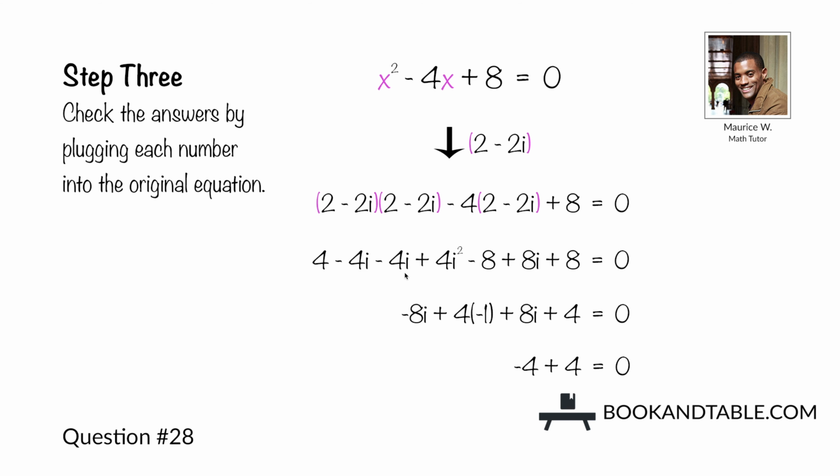Negative 4i minus 4i is negative 8i. Positive 8i we have. Those two will cancel each other out, leaving us with 4 minus 8, which is negative 4. Plus 8 would give us positive 4 here. And that just leaves 4 times i squared, which is 4 times negative 1. 4 times negative 1 is negative 4 plus 4, and that would be equal to 0. So when x is equal to 2 minus 2i, the left side equals the right side, which confirms that 2 minus 2i is a value of x.